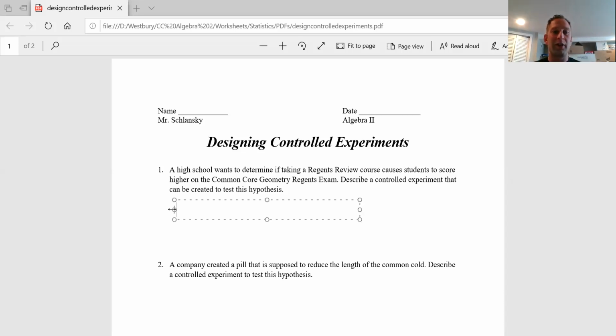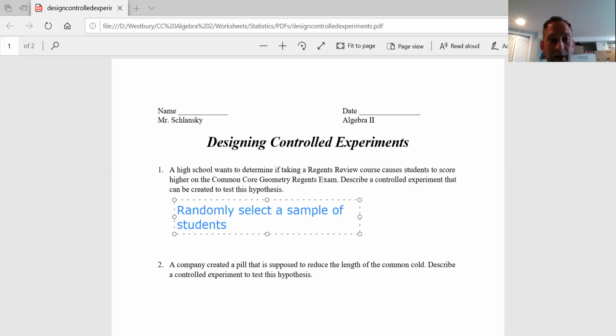A high school wants to determine if taking a Regents Review course causes students to score higher on the Common Core Geometry Regents exam. Describe a controlled experiment that can be created to test this hypothesis. So my first two words should always be the same. Randomly select a sample of students.